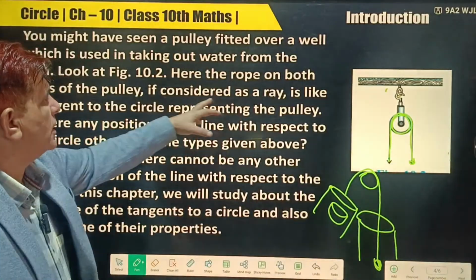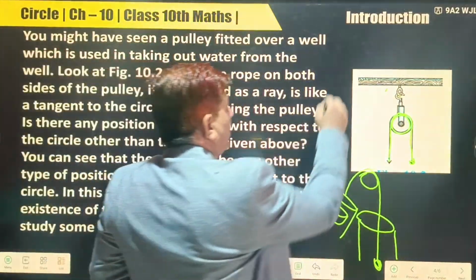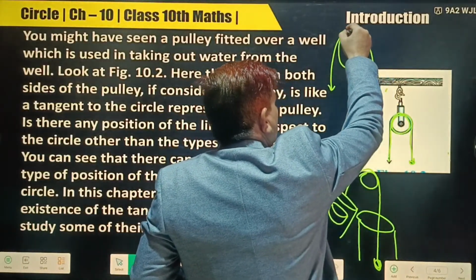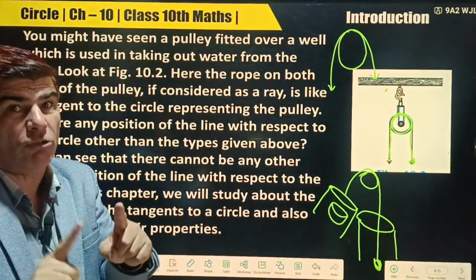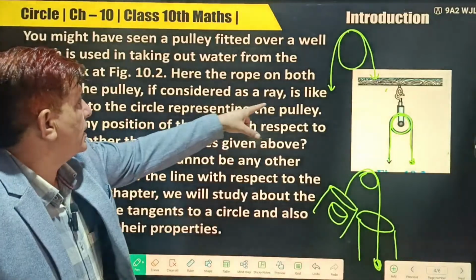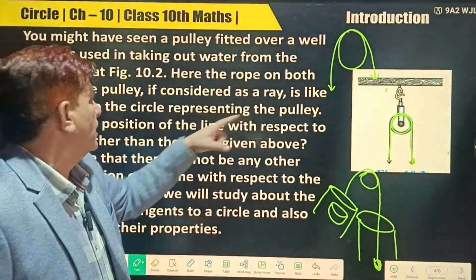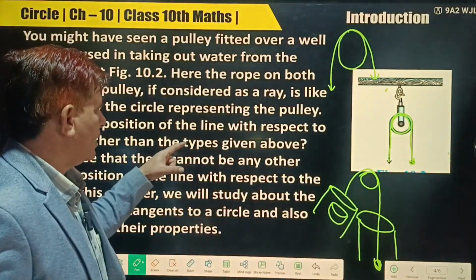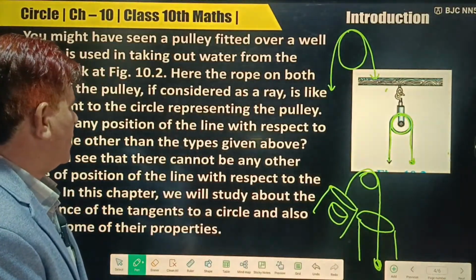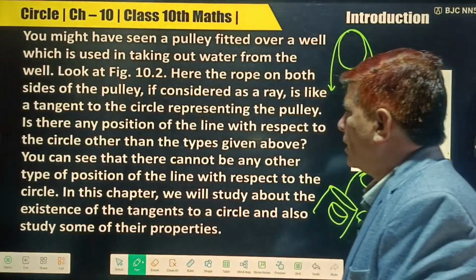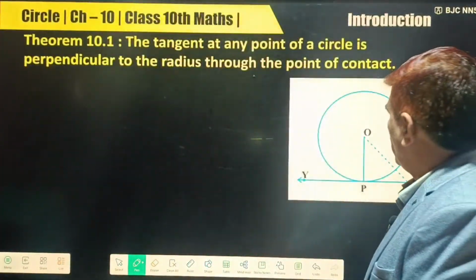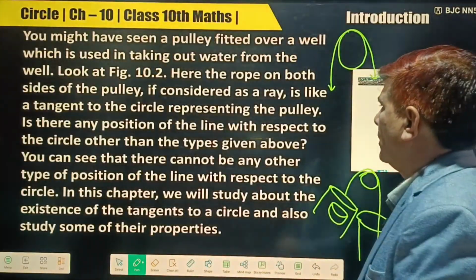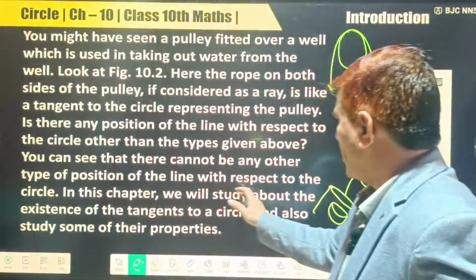So the side of the pulley we consider as a ray. So we can think this is a ray, and the pulley is like this. So this is touching the pulley at only one point, one particular point. So if considered as a ray, it is like a tangent to the circle representing the pulley. Is there any position of the line with respect to the circle other than the types given above? You can see that there cannot be any other type of position of the line with respect to the circle.